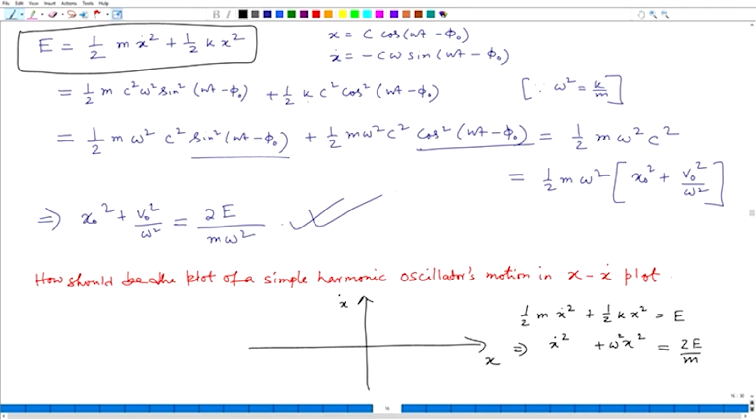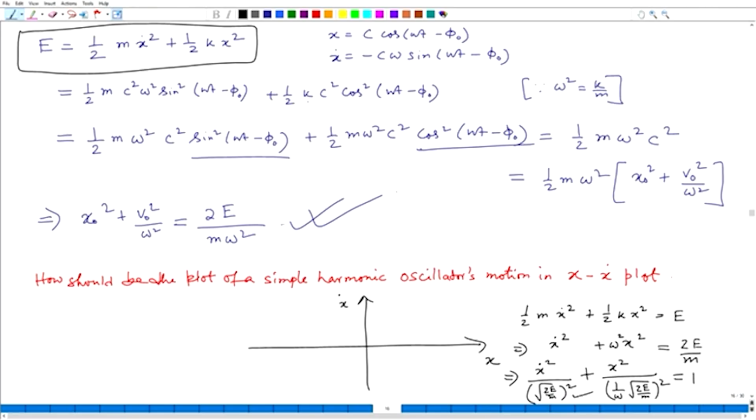Okay. And if you do that, you actually have x dot square by (root 2E by m) whole square plus x square by (1 over omega root 2E by m) whole square. So, you see, and that will be equal to 1. So, in a plane having the x axis representing the displacement and y axis representing the x dot, what can you actually expect the trajectory will be? This will simply be an ellipse.